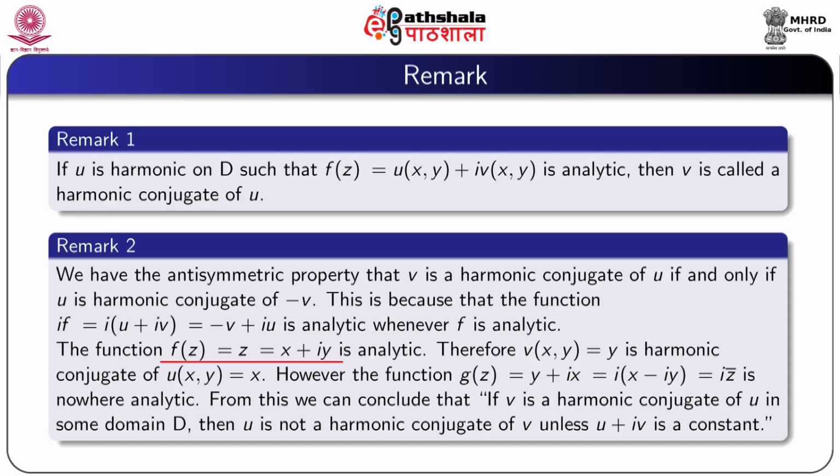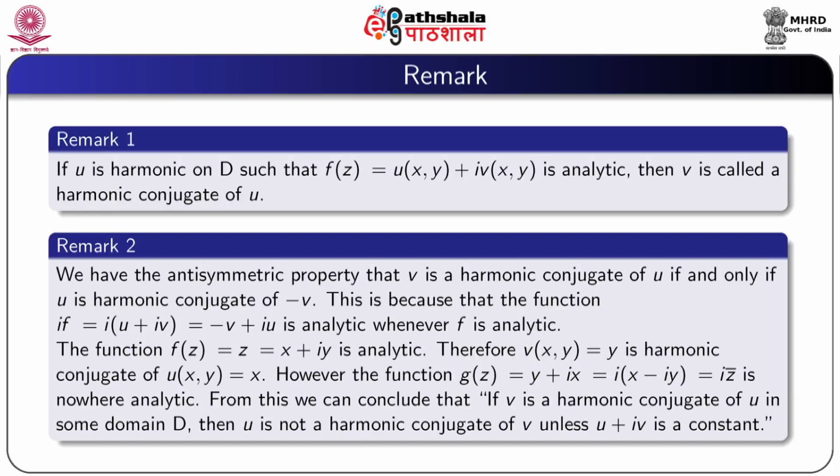The function f of z equal to z, equal to x plus iy, is an analytic function. Therefore, v of xy, that is equal to y, is a harmonic conjugate of u of xy, that is equal to x. However, the function g of z equal to y plus ix, that is equal to i times x minus iy, equal to i conjugate z, is nowhere analytic.